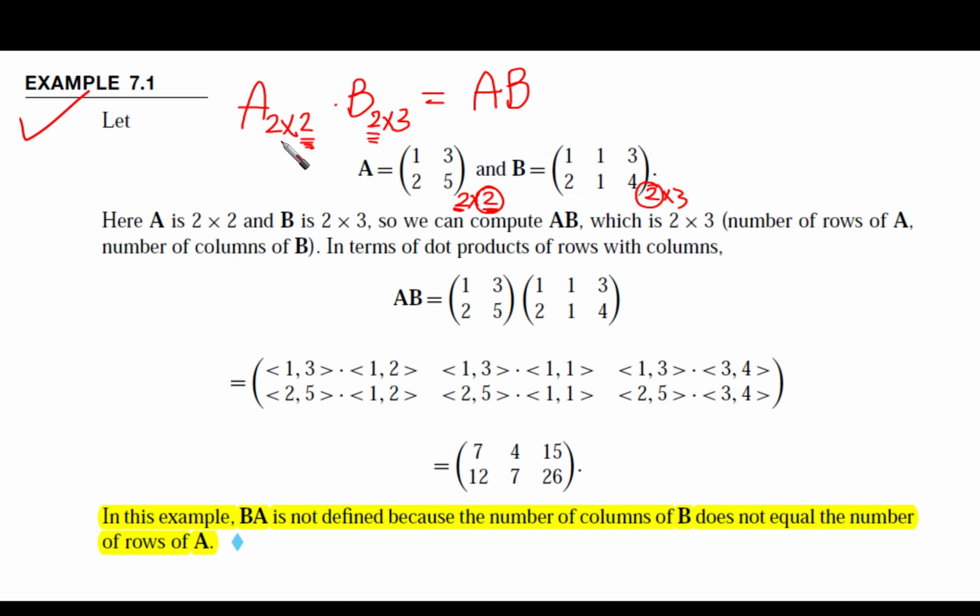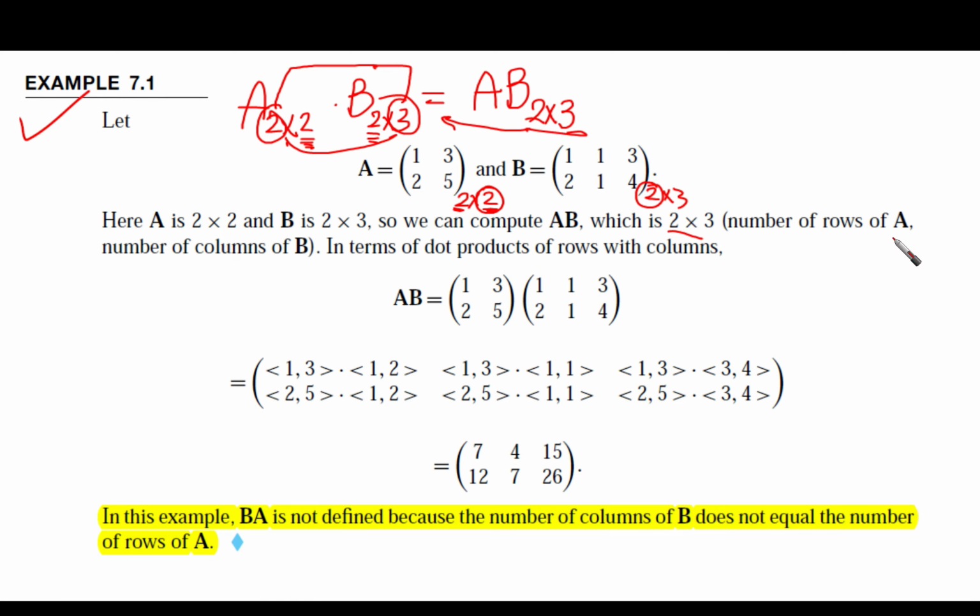The product is going to be exactly, we're going to take the row number in the first matrix and the column number in the second matrix. So our multiplication product is going to be 2 by 3. So let's have this and see. Here A is 2 by 2 and B is 2 by 3, as we have seen. So we can compute AB, which is 2 by 3, as we have explained.